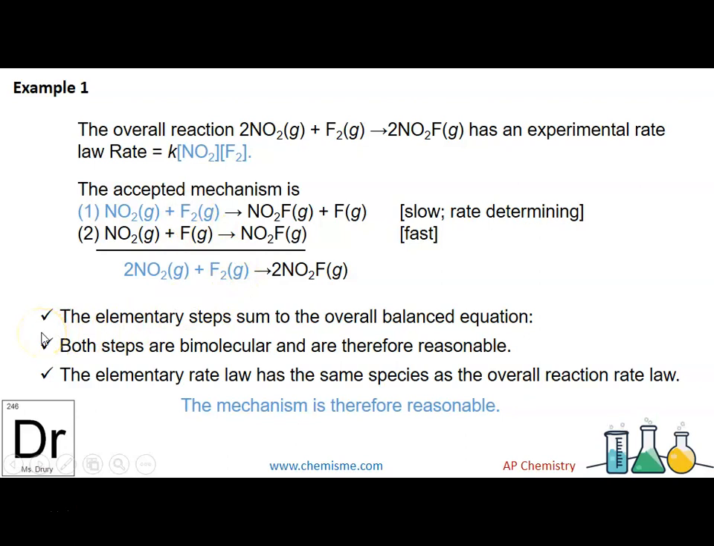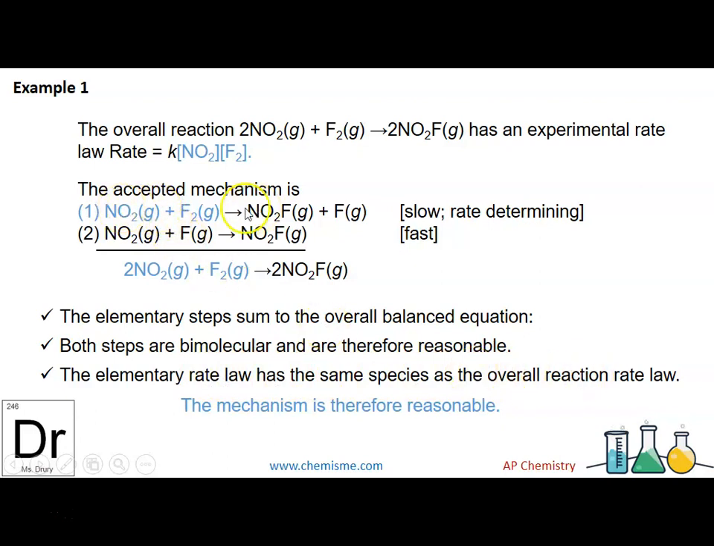So we have a series of checklists we should make sure of. The elementary steps sum to the overall, yep. Both steps being bimolecular are therefore reasonable, right? So there's two things here, and there's two things in the overall, yep. And the elementary rate law would be the same species as the overall.